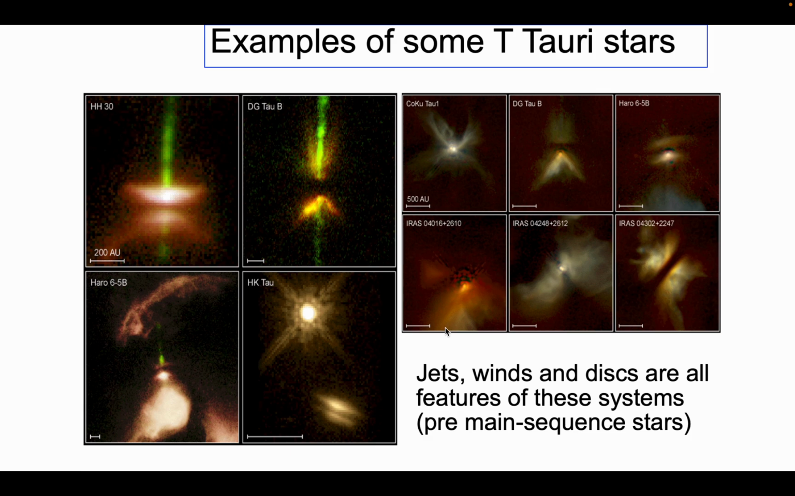Some examples of T-Tauri stars are shown here in this slide. Some T-Tauri stars are detected in infrared, such as IRAS sources, which are infrared-detected sources, and the other T-Tauri stars have been given names.